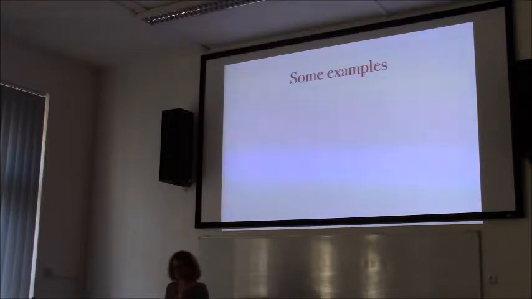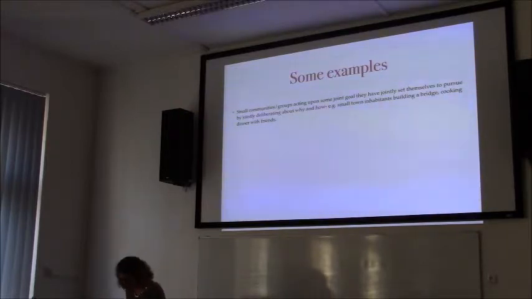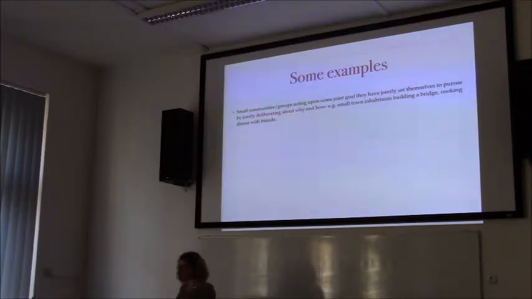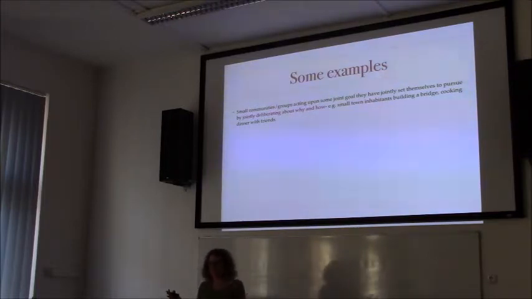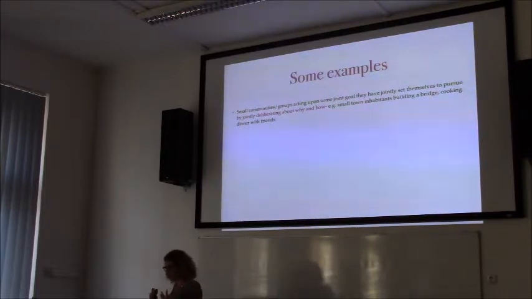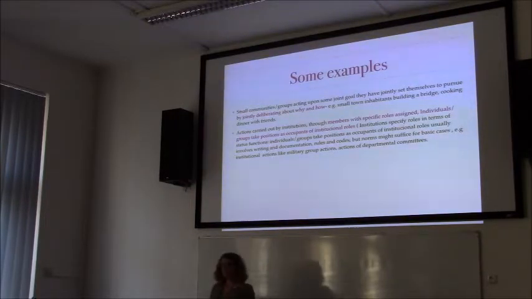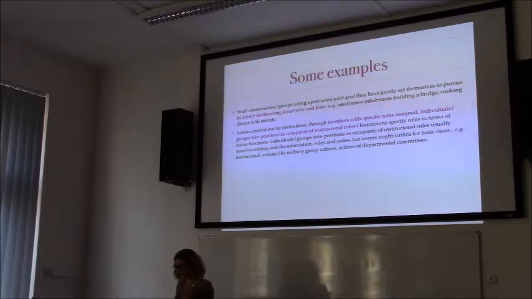So let me give you some examples. One example is a small community group acting upon a shared goal they have jointly set themselves to pursue by jointly deliberating about why and how. This is the same as the case of the dinner, right? So small town inhabitants can build a bridge, or people cook dinner with friends. This is one species. Now, there are also actions carried out by institutions.